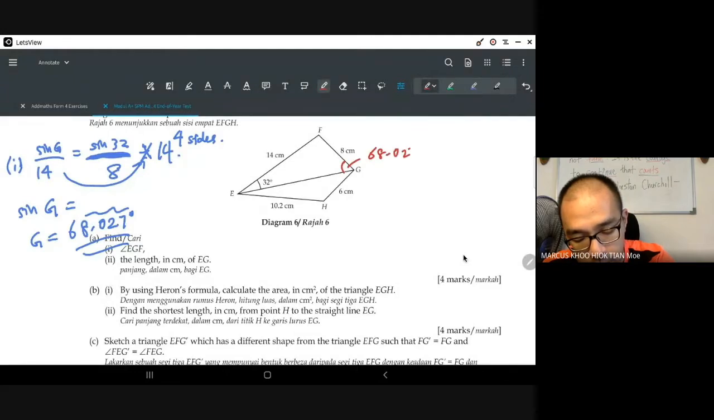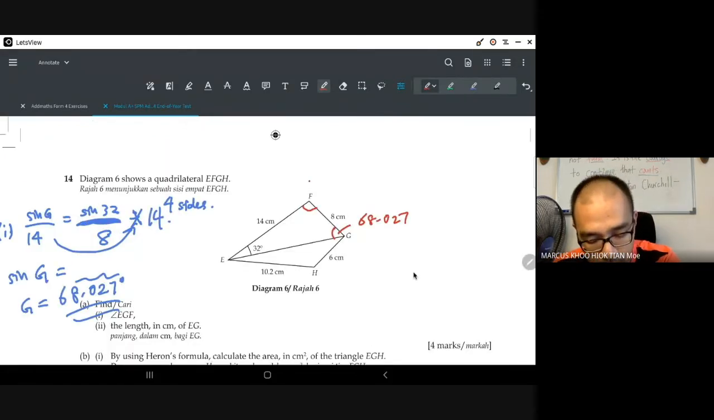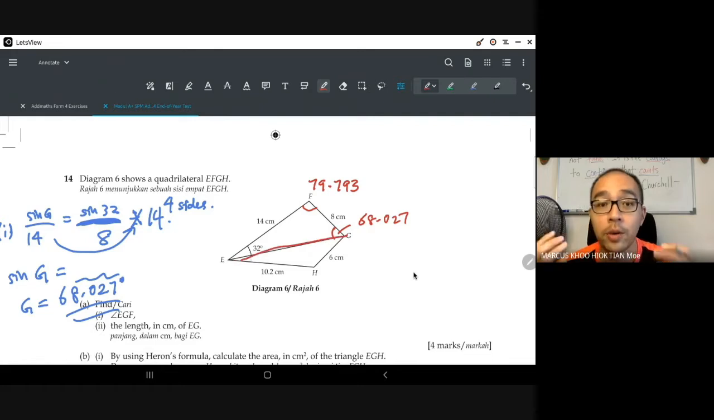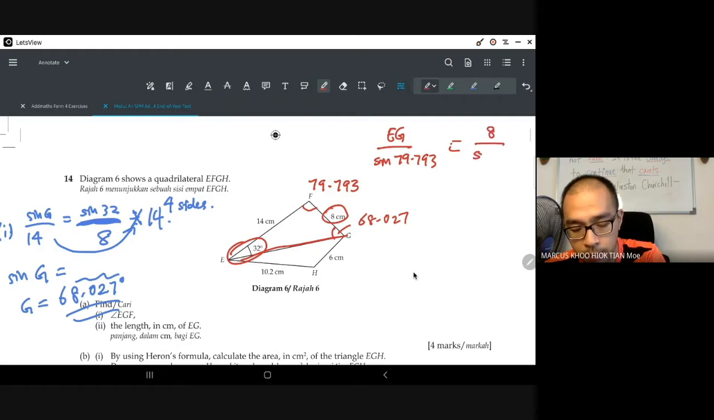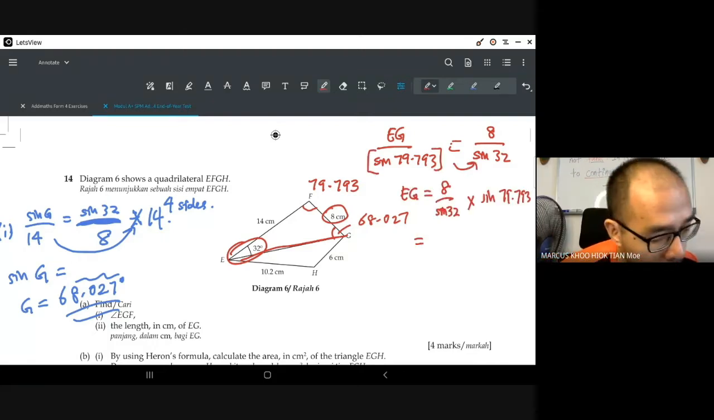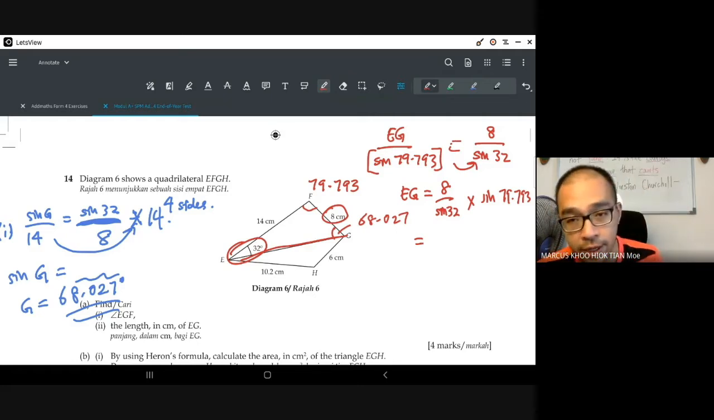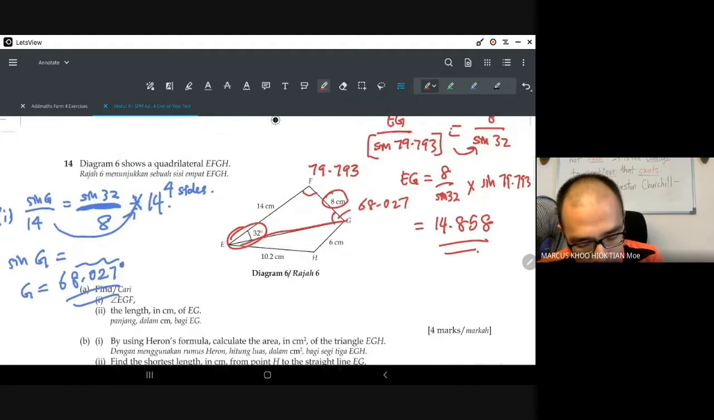This is 68.027. David, can you calculate for me this angle, please? 79.793. We can use any combination we want to find this EG over here. Since we want to find the side EG, we put EG on top. So EG over sine 79.793 equals, I'm going to use the safe one, 8 over sine 32. Yvonne, can you calculate for me the length of EG, please? 14.86. I'm going to use 3 decimal places, 14.858. So we have EG is 14.858.